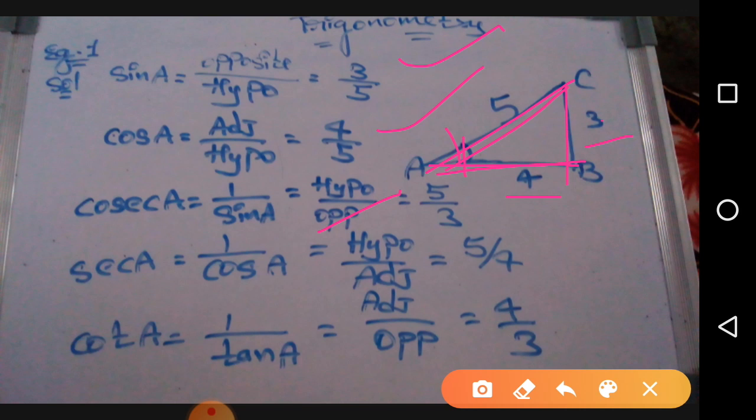Next is secant A. Secant A is nothing but 1 by cos A. So 1 by cos A is nothing but hypotenuse by adjacent, that is 5 by 4. Next is cot A. Cot A is 1 by tan A. Thus adjacent by opposite, as tan A is already given as 3 by 4. So the inverse of 3 by 4 is 4 by 3.